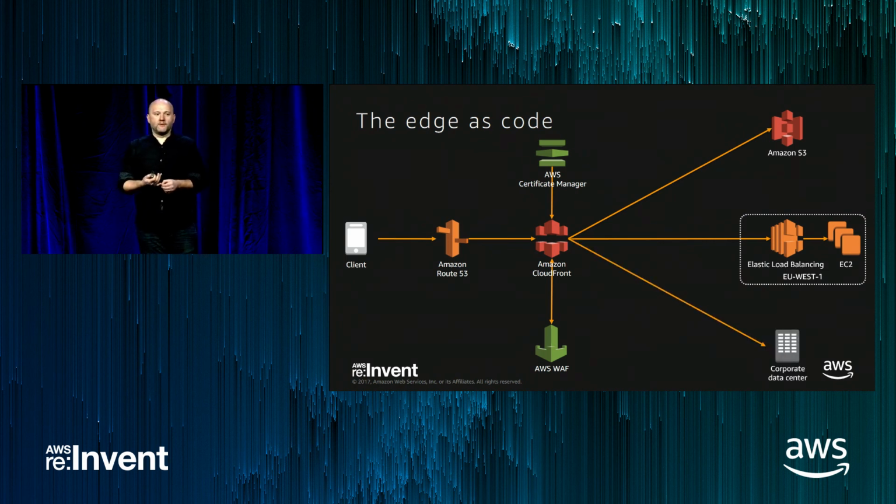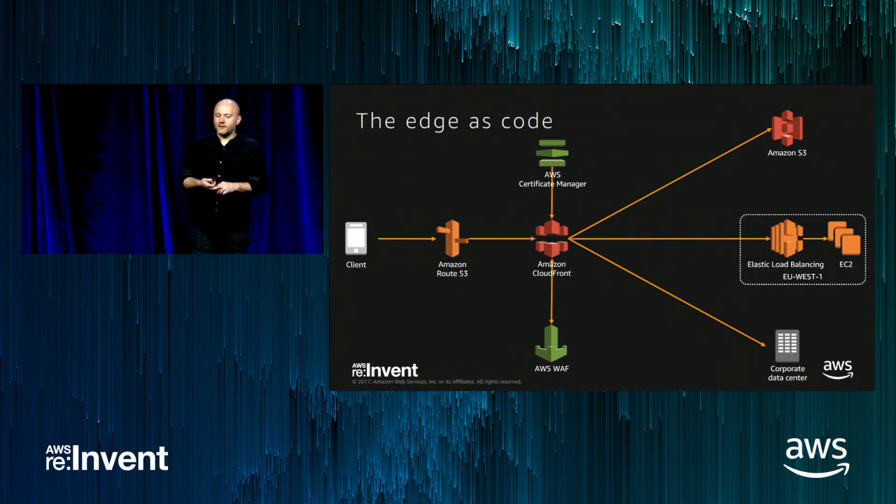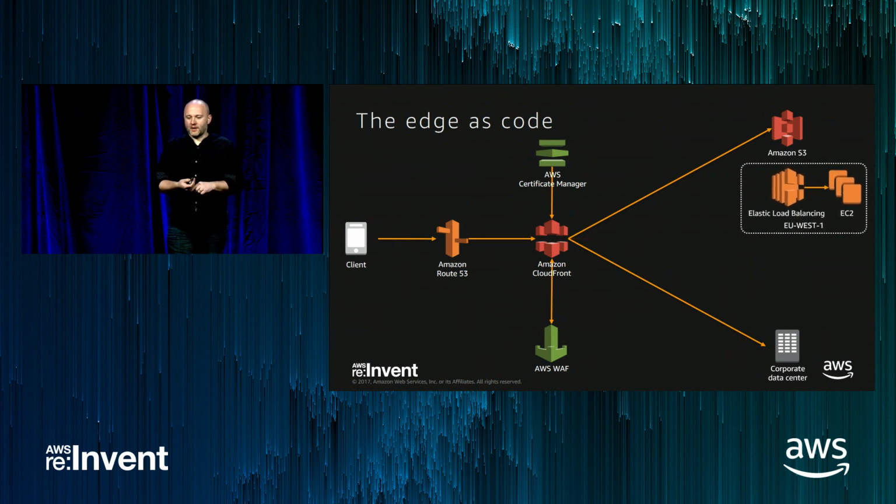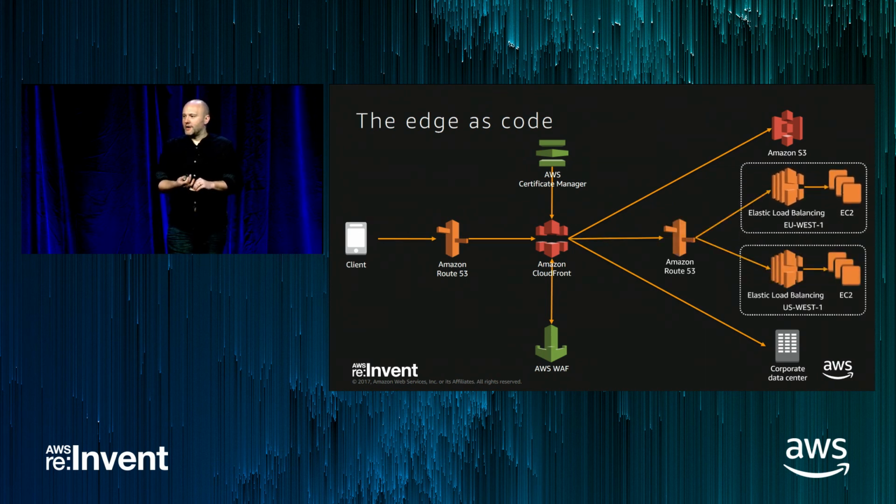Perhaps I've got web servers located in my data center. I can also have those as origins behind CloudFront. And then perhaps I decide I'm going global, therefore I create a new origin server as close to my users as I can. I host that in US West 1. And then I could use Amazon Route 53 latency-based routing to route requests to the nearest origin for that particular CloudFront edge location.